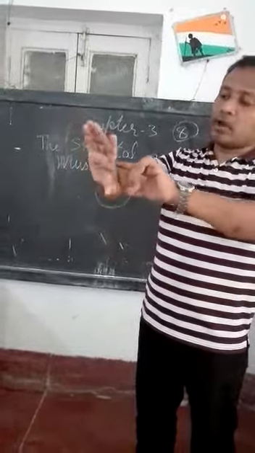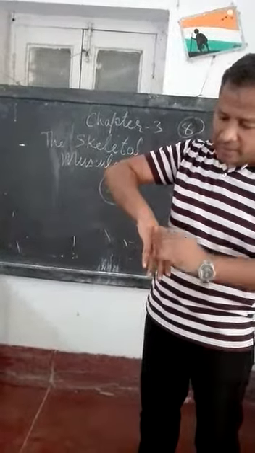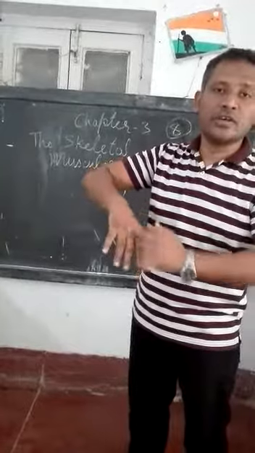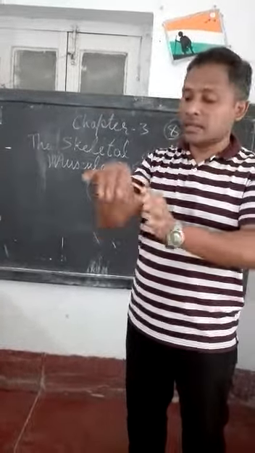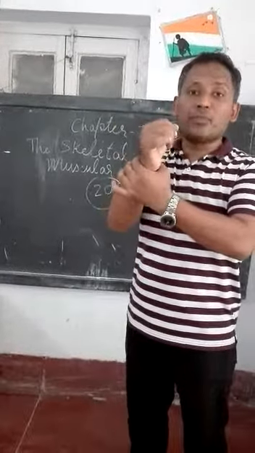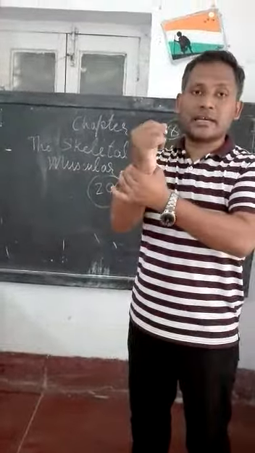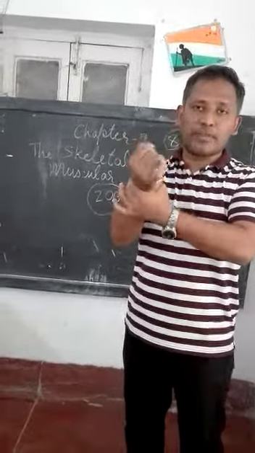One to the thumb, one to the pointer finger, one to the middle finger, one to the ring finger, and one to the little finger. So 5 bones go to 5 fingers. So they are called metacarpals. Now we come to the wrist. This wrist has got 8 bones. 8 bones make the wrist. They are called carpals. So 8 bones here, they are called carpals.